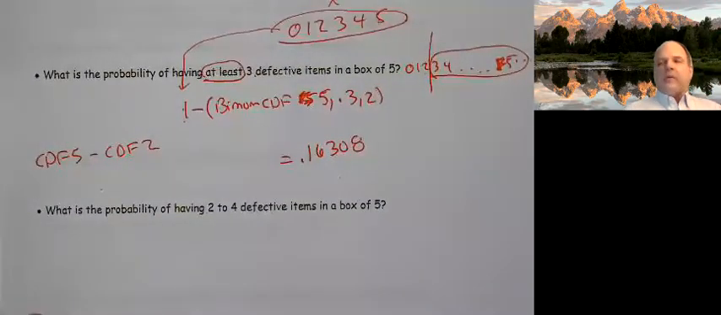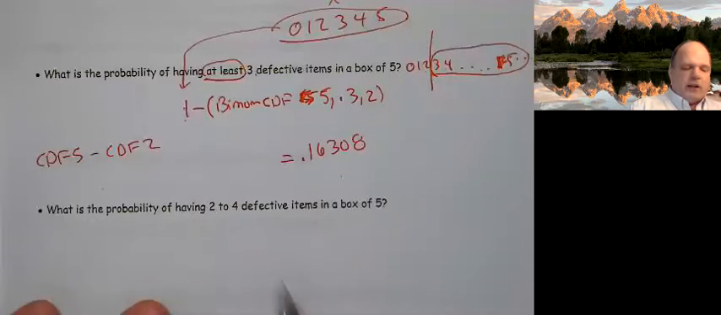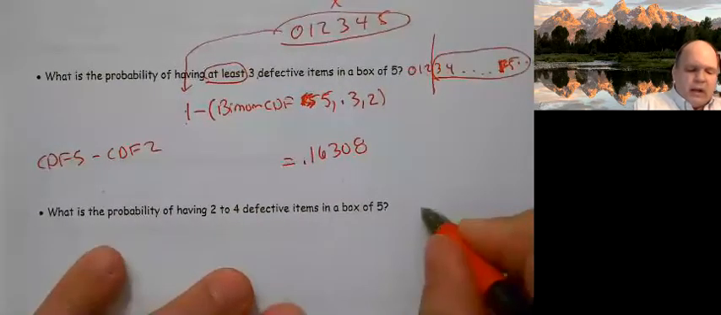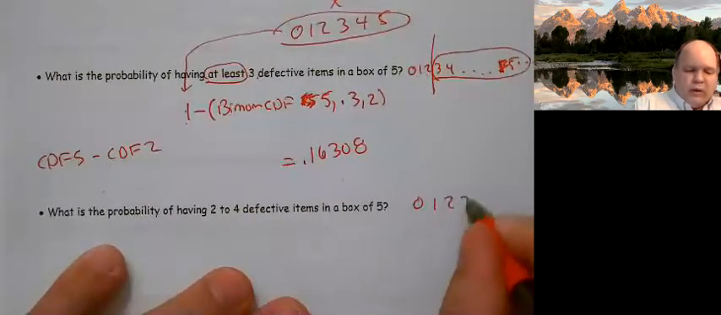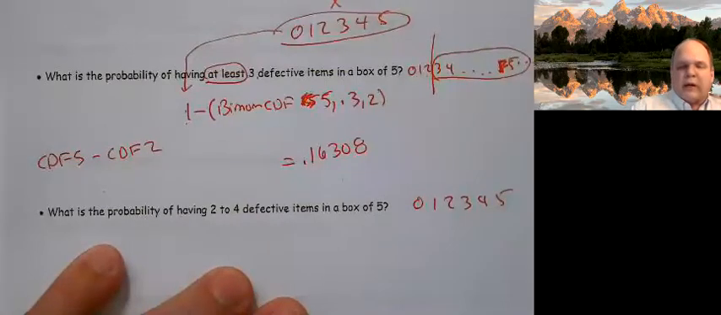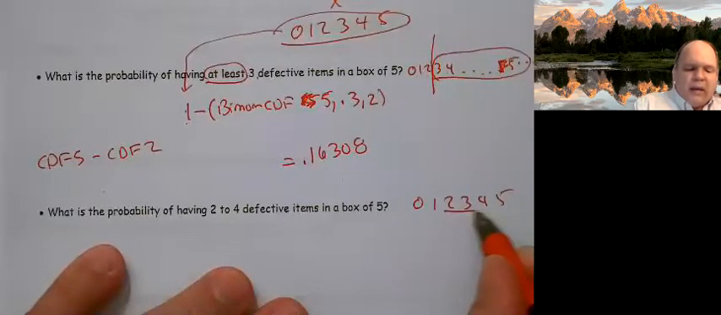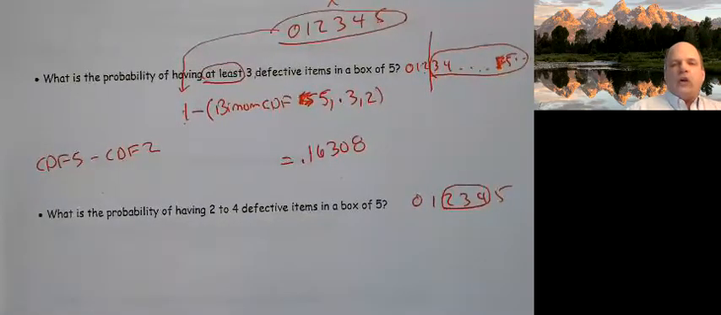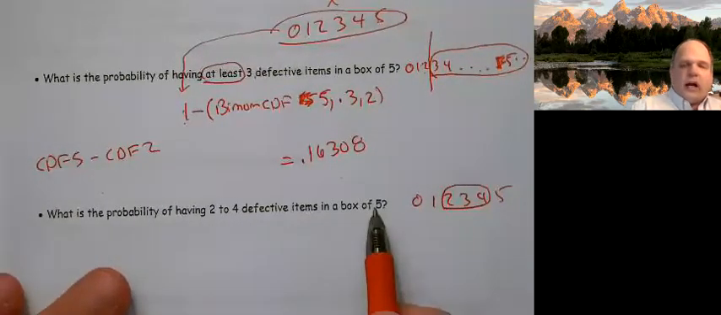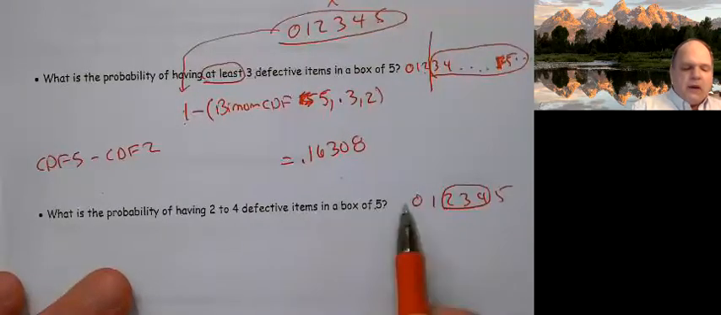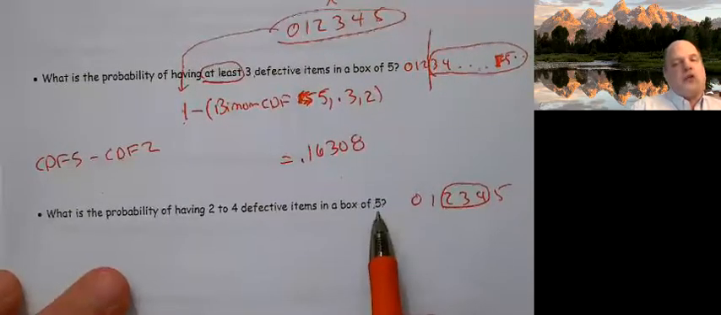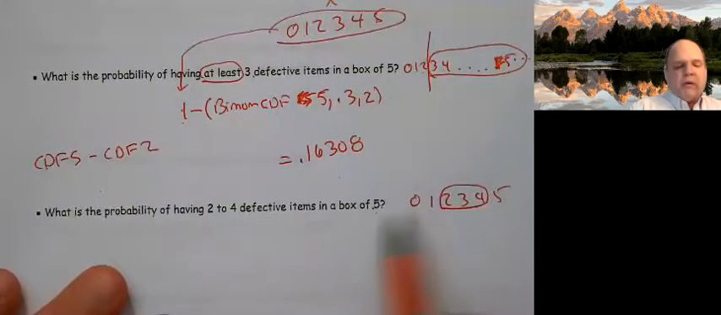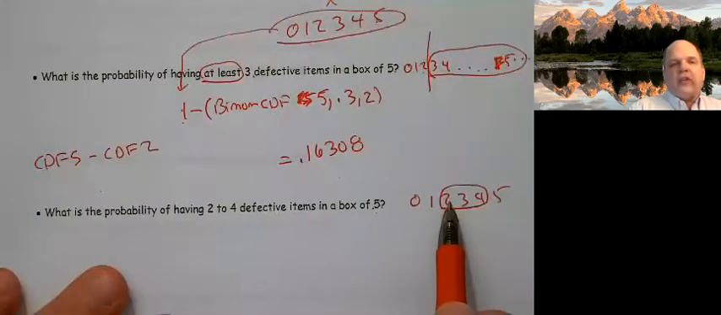All right, what is the probability of having 2 to 4 defective items? 2 to 4 defective items. That means once again, we have 0, 1, 2, 3, 4, 5. I drew my number line correctly this time. And that means I'm interested in those values. I have multiple values. I have a specific number here of trials. The specific number of trials tells me it's a binomial, but multiple values tells me I'm doing a CDF.